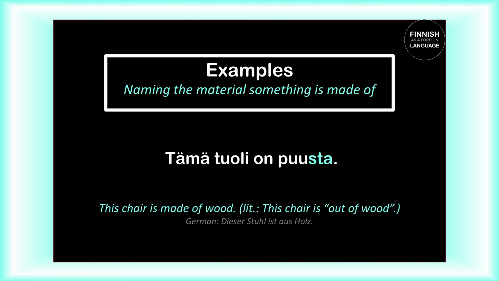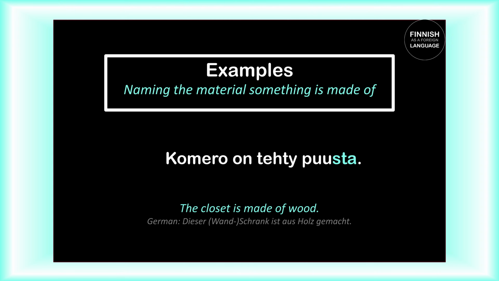Let's have one more example. Komero on tehty puusta means the closet is made of wood. So komero means closet. On tehty means is made of. And puusta here is the elative case of puu, which here means wood. So here we need the elative case because we want to express of what material the closet is made of. So let's repeat. Komero on tehty puusta. The closet is made of wood.